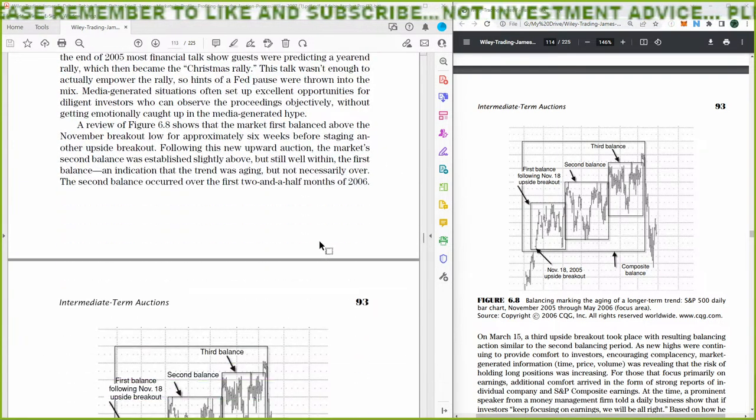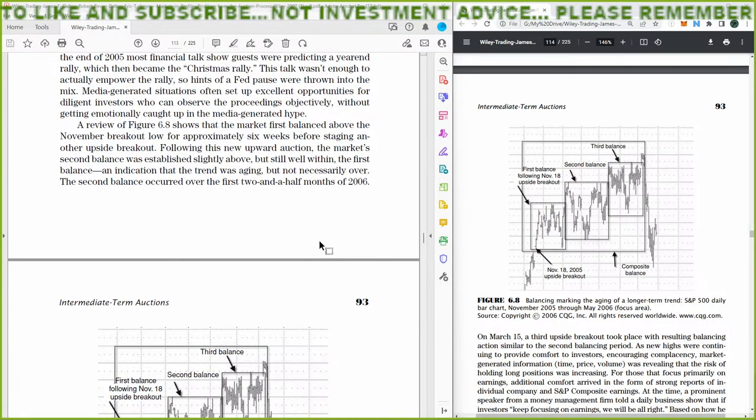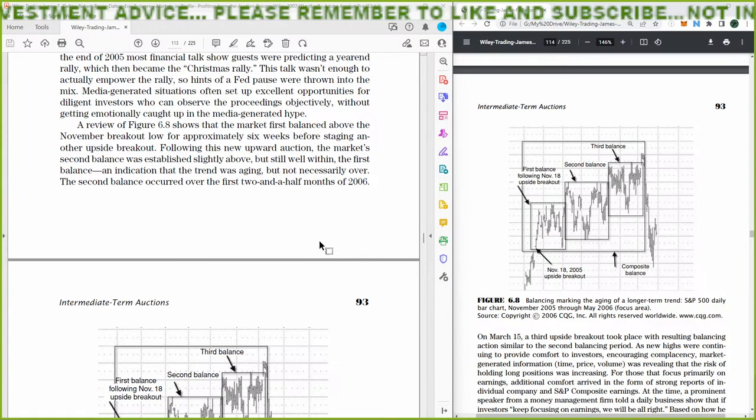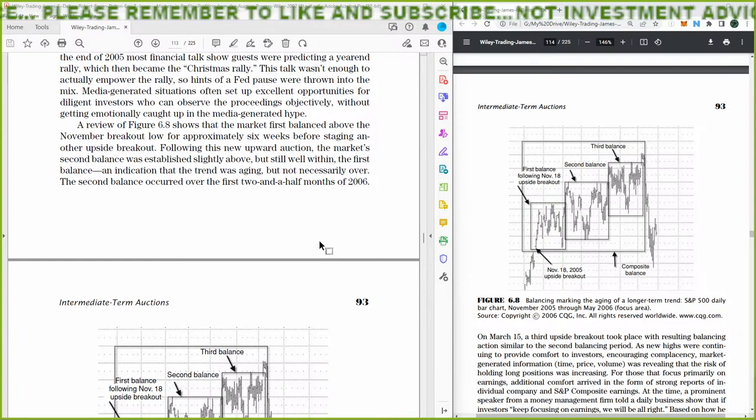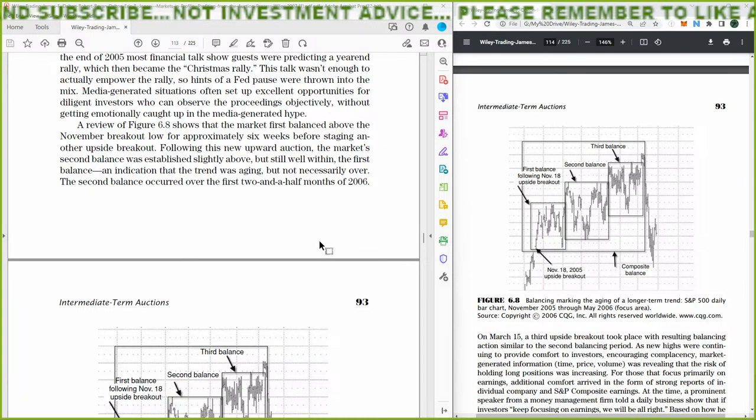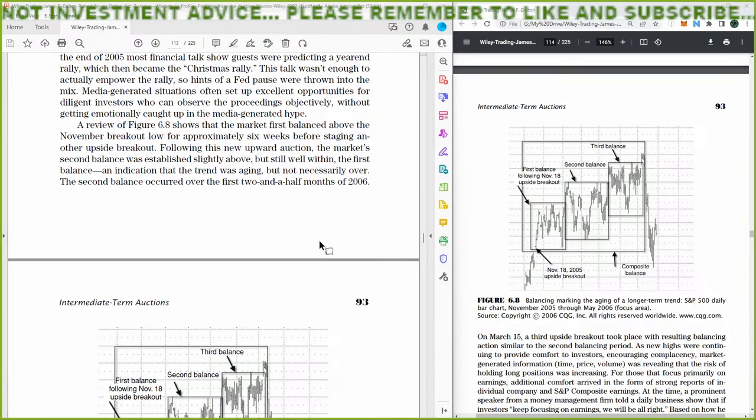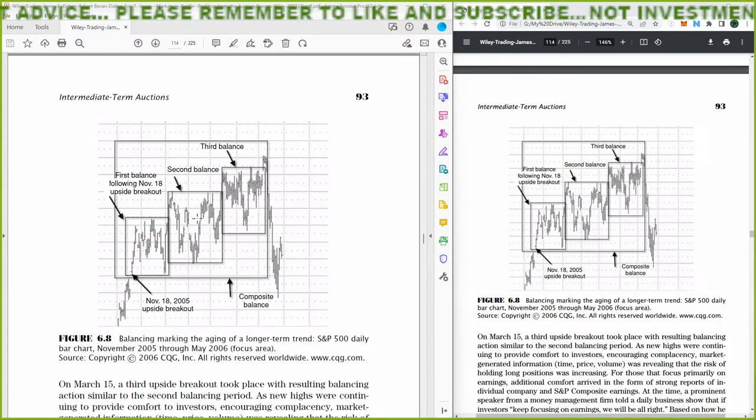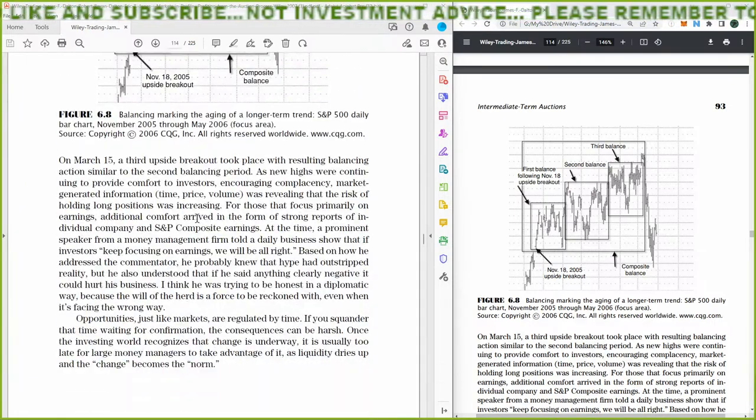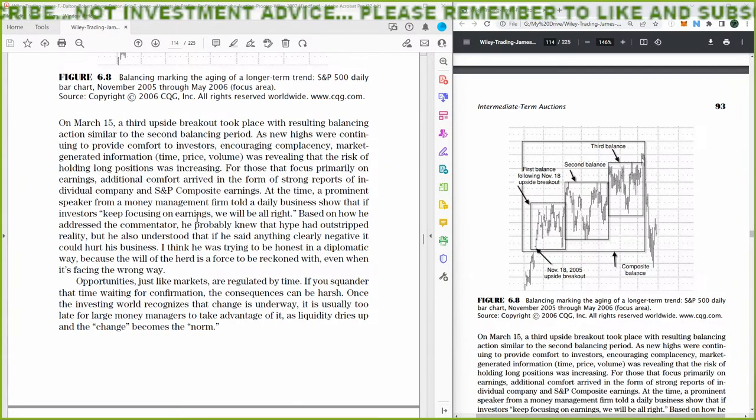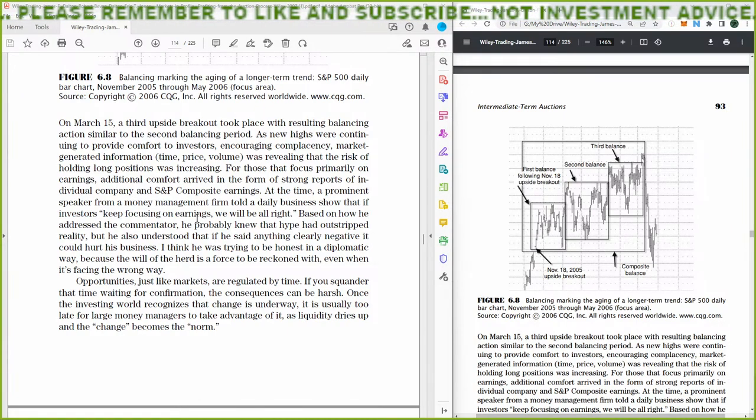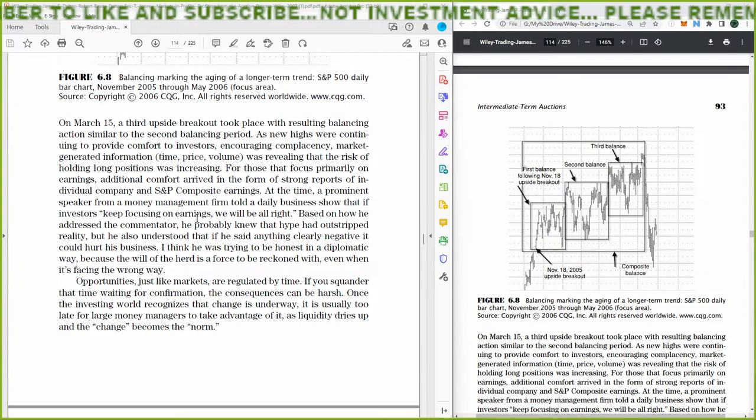A review of figure 6.8 shows that the market first balanced above the November breakout low for approximately 6 weeks before staging another upside breakout. Following this new upward auction, the market's second balance was established slightly above, but still well within the first balance, an indication that the trend was aging, but not necessarily over. On March 15th, a third upside breakout took place with resulting balancing action similar to the second balancing period, as new highs were continuing to provide comfort to investors, encouraging complacency. Market-generated information, time, price, and volume, was revealing that the risk of holding long positions was increasing.